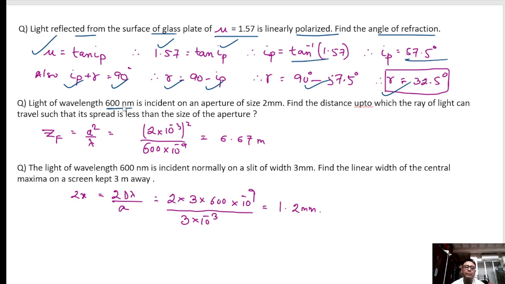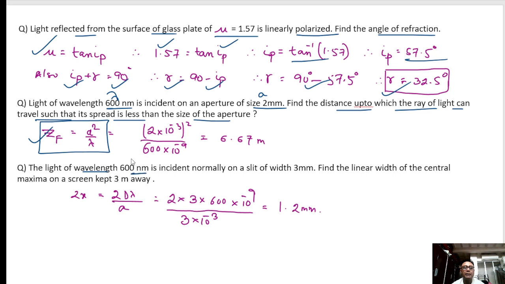Light of wavelength lambda given is incident on an aperture a given. Find the distance up to which the light ray can travel such that its spread is less than the size of the aperture. That means again, minimum distance how much it should travel before it gets deviated. So Fresnel's distance I have to find.